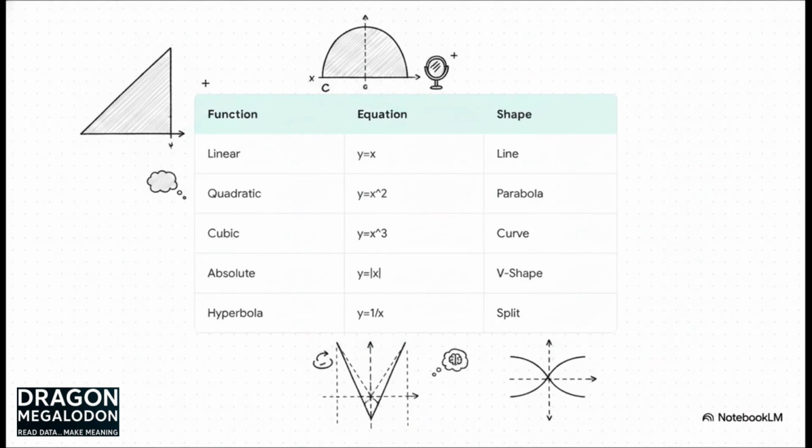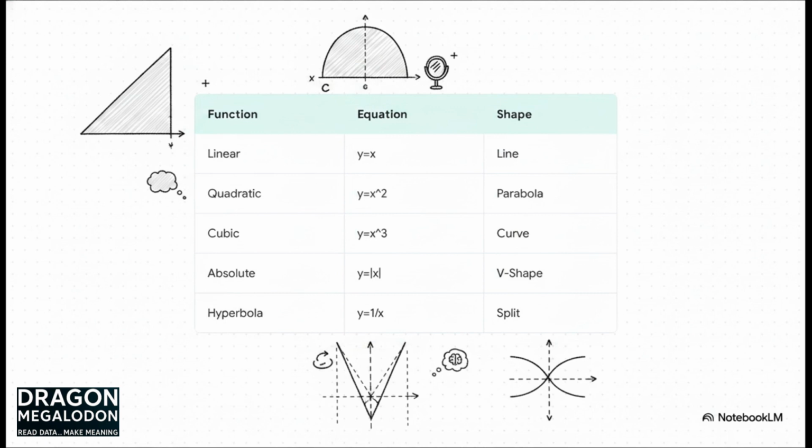Linear, y equals x, gives you a straight diagonal line. Easy. Now for the quadratic, y equals x squared. That creates a nice U-shaped parabola. Notice how the parabola has even symmetry? It's a perfect mirror right across the y-axis.